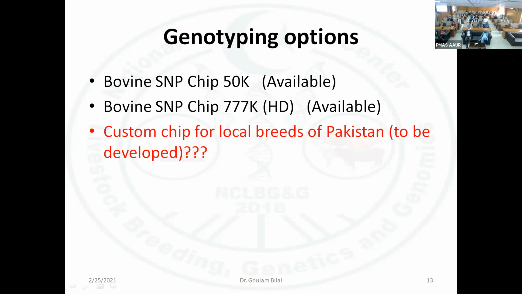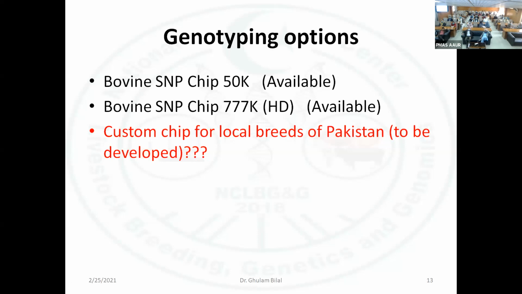Another option is 770K. This is a high density chip. It is a bit costly, but it includes Bos indicus cattle. Our cattle are Bos indicus, and the other chip was probably developed mostly on the basis of Bos taurus cattle. But with the HD chip, we can use it for our local cattle to start with, to develop a reference population. Ideally, I would like to have a custom chip for my own breeds, for example a custom SNP chip for Sahiwal cattle, for our beef cattle breeds, and for buffalo. That would give us more accurate information on our local animals.